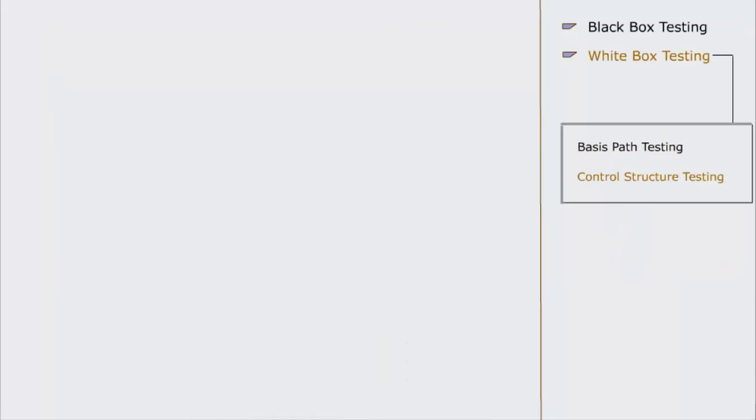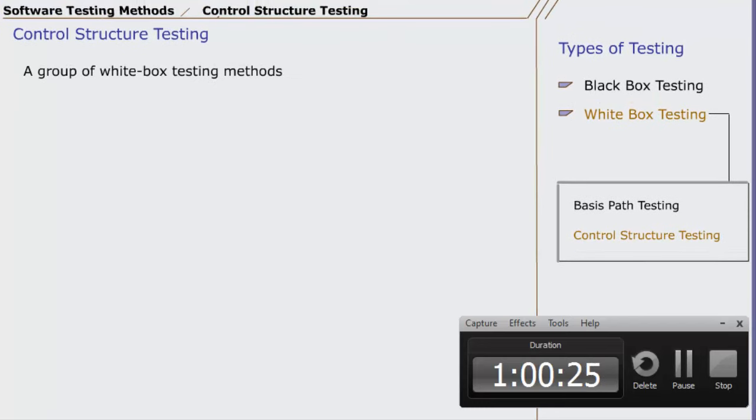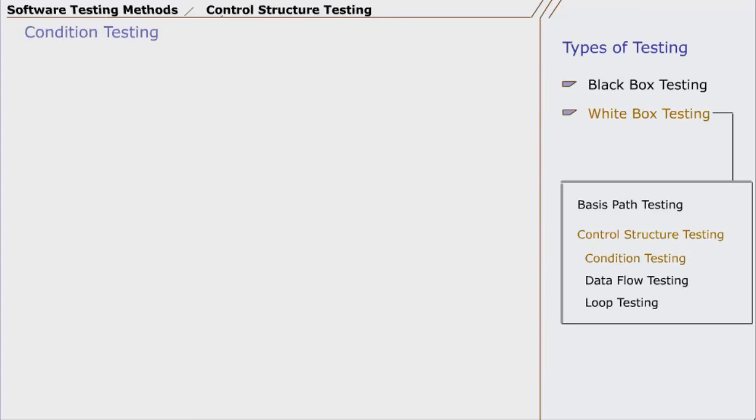Control structure testing. Control structure testing is a group of white box testing methods. It includes condition testing, data flow testing, and loop testing. Condition testing focuses on exercising the logical conditions in a program module.